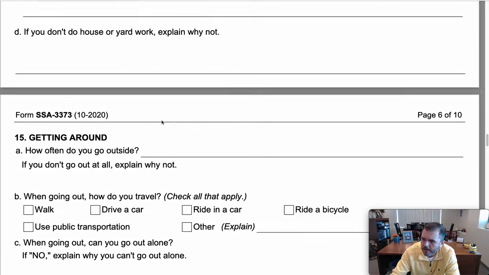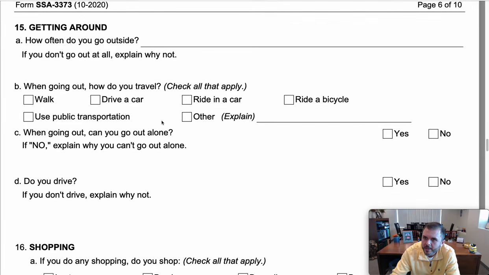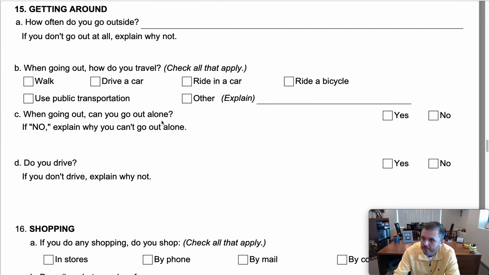Question 15, getting around. How often do you go outside? Remember, they're literalists. So if you go outside to check the mail every day, even though you might not consider that going outside, you've left the door. Therefore, anything that involves leaving your door and stepping into the outside is going outside. So usually we'll see daily.